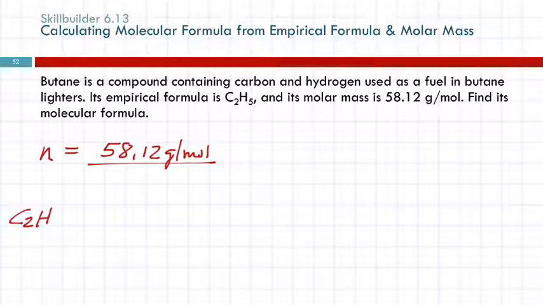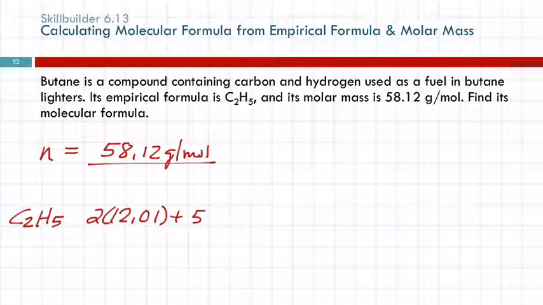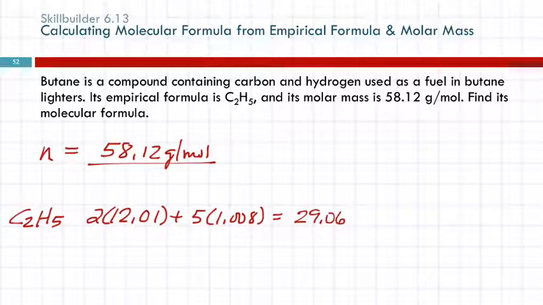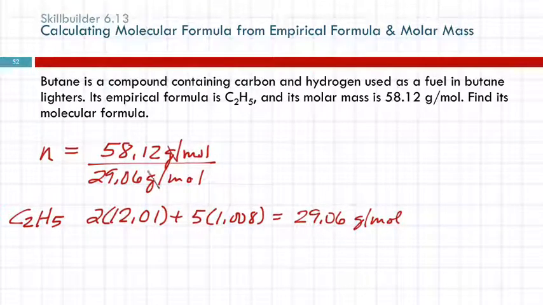We've got the empirical formula, C₂H₅. 2 times 12.01 plus 5 times 1.008 gives 29.06 grams per mole. So I put that in here, 29.06 grams per mole. The units cancel out. You see that?